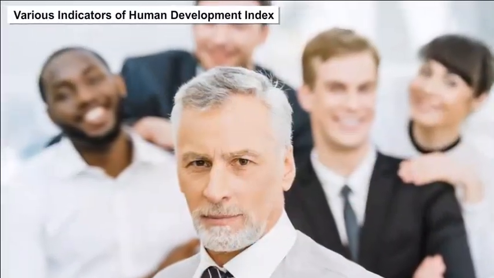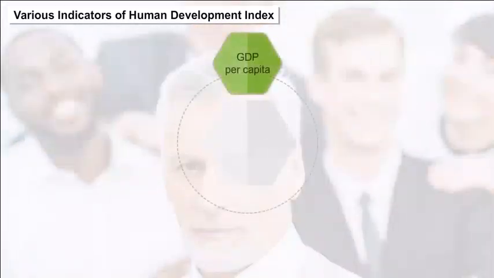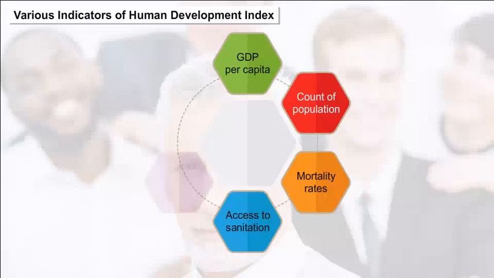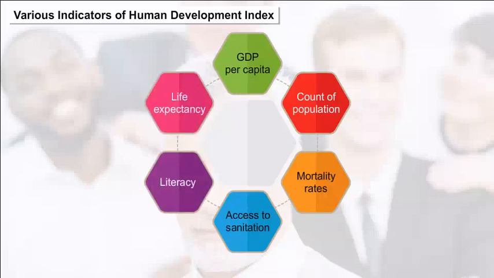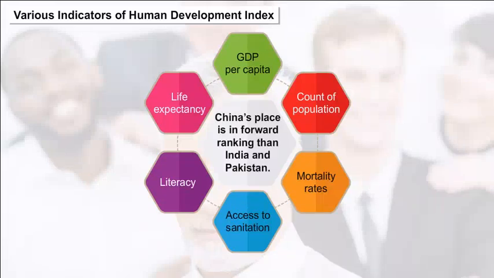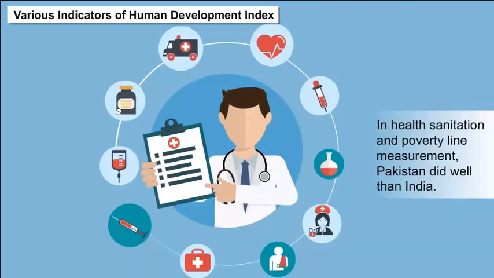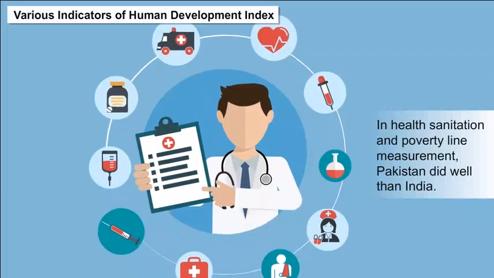Various indicators of Human Development Index: in GDP per capita, count of population below the poverty line, and in mortality rates, access to sanitation, literacy, life expectancy, and malnourishment, we can observe that China's place is in the forward ranking than India and Pakistan.